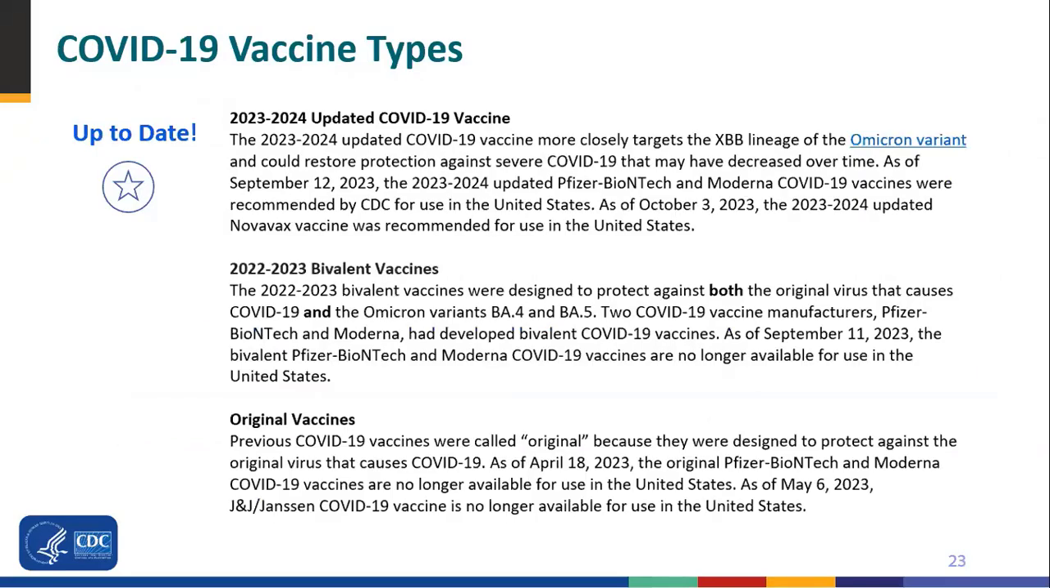This slide lists various COVID-19 vaccine types. To be considered up to date, an individual should have received the 2023-24 updated COVID vaccine. On September 12, 2023, the updated Pfizer and Moderna COVID-19 vaccines were recommended by CDC for use in the United States. On October 3, 2023, the updated Novavax vaccine was recommended for use.